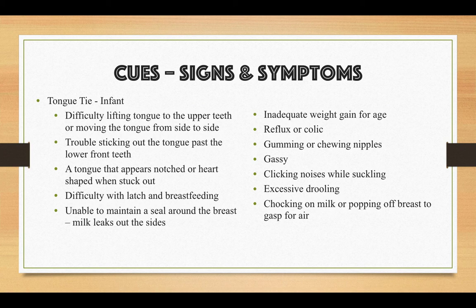Signs and symptoms of tongue tie in the infant include difficulty lifting the tongue to the upper teeth or moving the tongue from side to side, trouble sticking out the tongue past the lower front teeth, a tongue that appears notched or heart-shaped when stuck out, difficulty with latch and breastfeeding, unable to maintain a seal around the breast, which may be evident as milk leaks out from the sides of the infant's mouth, inadequate weight gain for the baby's age, the infant may have reflux or be colic, gumming or chewing mother's nipples, baby may be gassy because of intake of air while breastfeeding, clicking noises while suckling, excessive drooling, and baby may even be choking on the milk or popping off the breast to gasp for air.